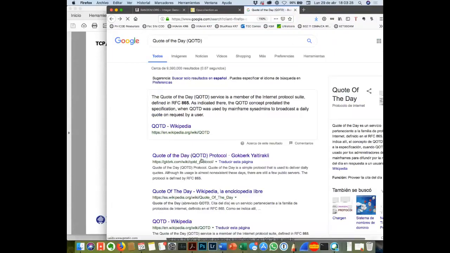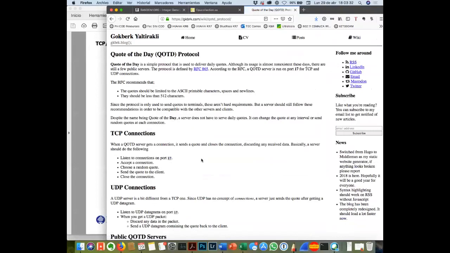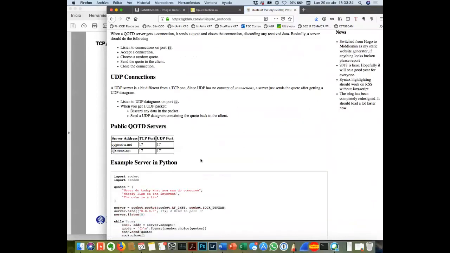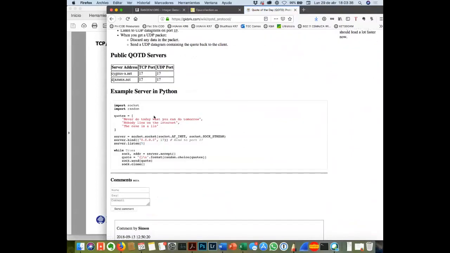So it did exactly what you might think. You ran this protocol, you could send it out, and it would send you back an interesting quote, like, never do today what you can do tomorrow, or nobody lies on the internet, or the cake is a lie, for example.